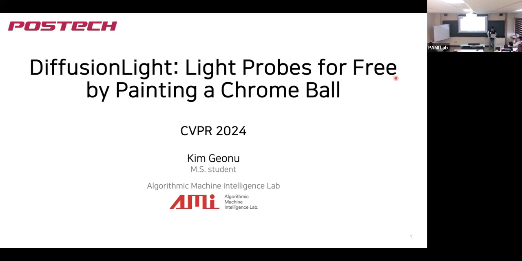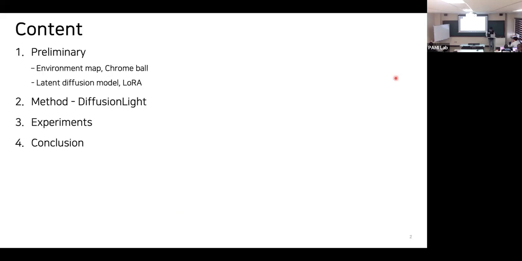This is GeonU Kim, and I'm a master student. Today I'm going to introduce a paper called DiffusionLight, which will be presented at CVPR 2024. The content of my presentation is what you can see here. I'm going to start with a preliminary about environment maps and chrome balls, the latent diffusion model, and LoRA.